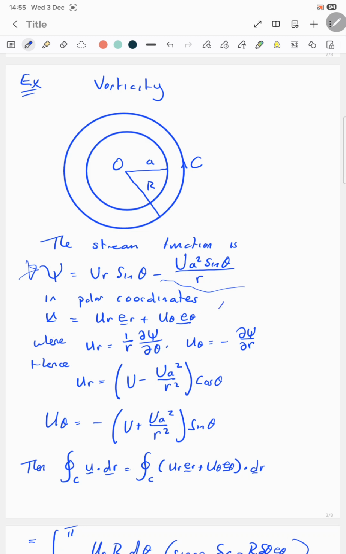Now in polar coordinates, u equals u_r e_r plus u_theta e_theta, where u_r equals this from the stream function first given. So u_r equals U minus U a squared over r squared, times cosine theta, and likewise for our theta component here. Then our path integral around c of u dr becomes this, which we already obtained here. So this is an integral over u dr.